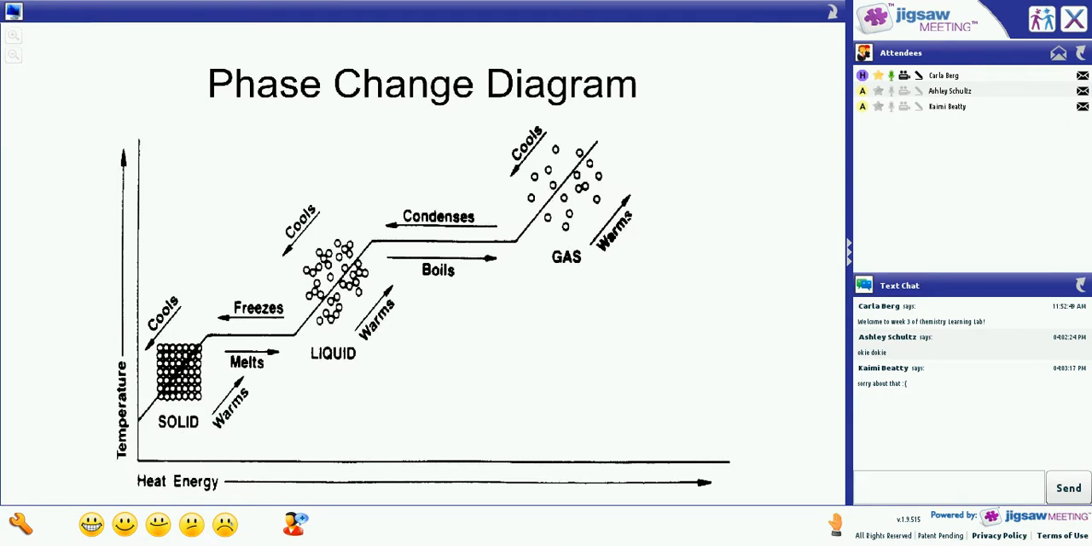Now it starts with something called a phase change diagram. This may or may not be something that you have seen before. A phase change diagram is something that is very important to chemists and most scientists. Now when you look at this graph, there are 2 important points. The first thing is the y-axis. It has temperature, and it starts at low temperature and goes up. And across the x-axis is heat energy. It starts at a low heat energy and goes up as you travel to the right.